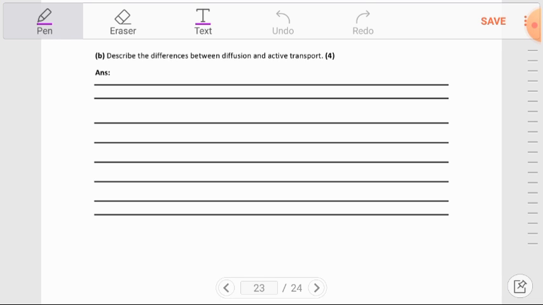Describe the differences between diffusion and active transport. So this is quite easy. We know that diffusion is a passive process where particles move down the concentration gradient, and active transport is a process where energy is used and particles are forced to move against the concentration gradient. Active transport requires carrier proteins, whereas diffusion doesn't require anything. And diffusion can also happen in non-living organisms, whereas active transport can never happen in non-living organisms because it requires energy, and energy can only be produced in living organisms.